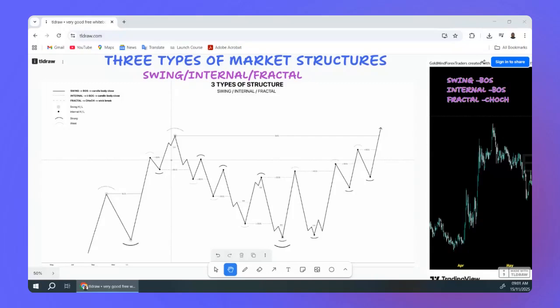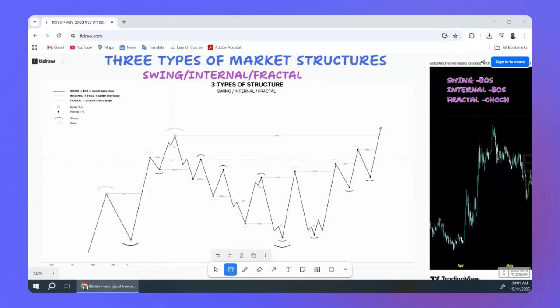In this video episode, I will be explaining the major 3 types of market structure, and that is the swing structure, the internal structure, and the fractal. This applies to everyone, whether you are a swing trader, intraday, or a scalper, because if you don't understand this structure, you will always be stopped out. Anytime you enter the market, you find yourself being caught on the wrong side of the market.